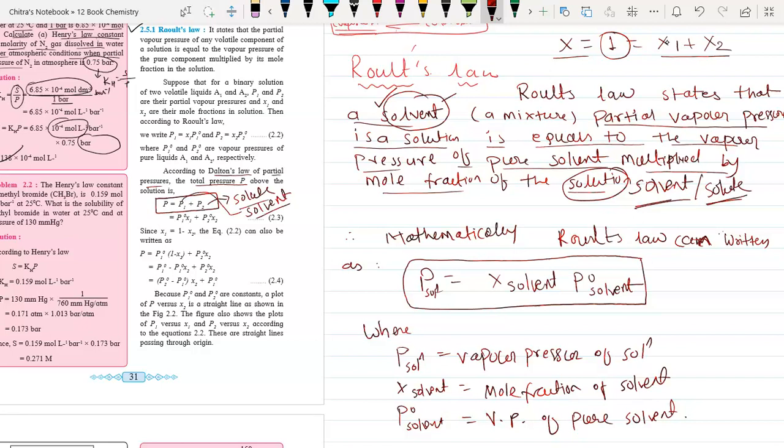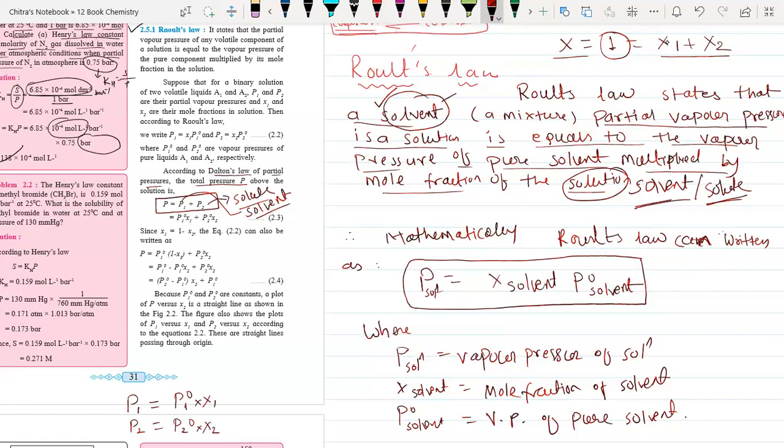Okay. Therefore, can we write vapor pressure of solvent, P1, equals to what? It is P10. What is P10? It is vapor pressure of pure solvent into X1. X1 is what? Mole fraction of solvent. Likewise, P2 is what? Partial vapor pressure of solute, you can say. So it will be P20. What is P20? Vapor pressure of pure solute into X2. What is X2? Mole fraction of solute.